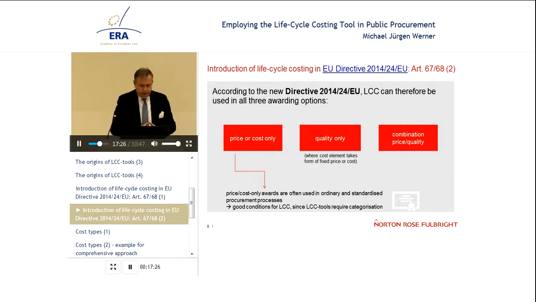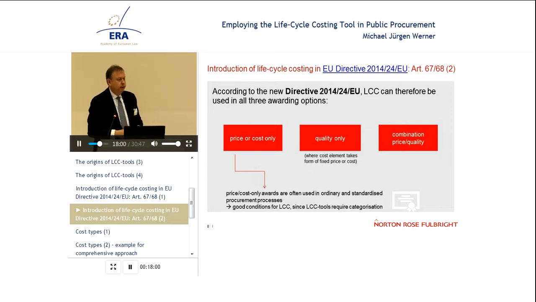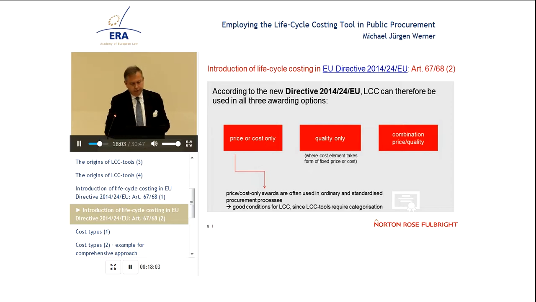And here a bit of the difficulty starts. We have got the three awarding options: price or cost only, quality only, or the combination of price and quality. And my theory is that there is a kind of overlap between price or cost only and quality only due to our mechanism with regard to life-cycle costing. Because due to the externalities which are put into the system of the life costing tool, there might be a certain overlap with quality only too.